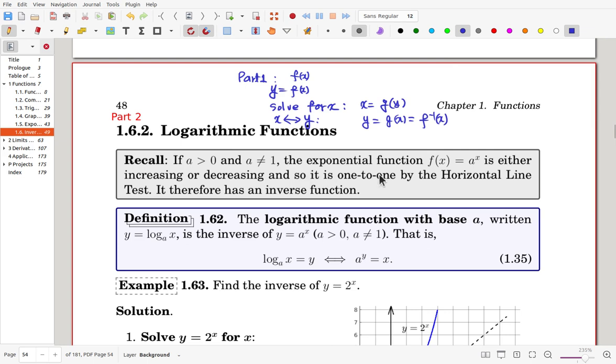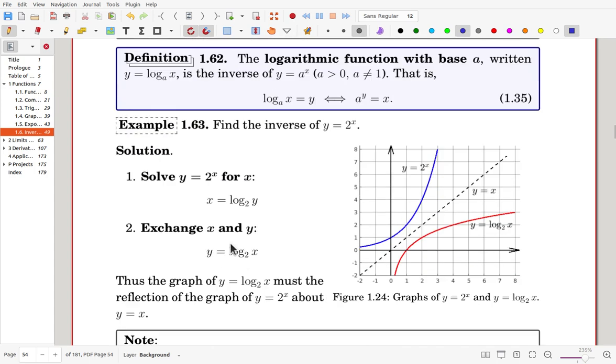And also we recall the exponential function f(x) equal a to the x. This function is either increasing or decreasing, so it is one-to-one, and it has an inverse function. Now, as an inverse function of an exponential function, the logarithm function can be defined. But before this definition, let's try to solve this example. Start with y equal 2 to the x, and let's try to find the inverse of the function.